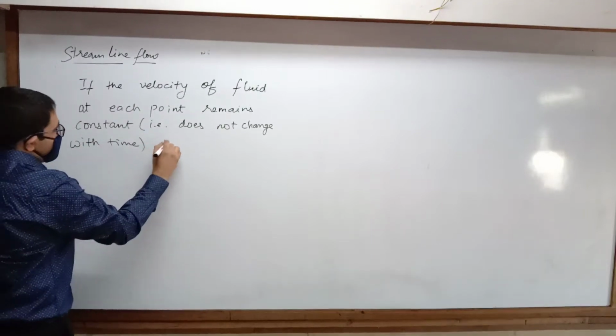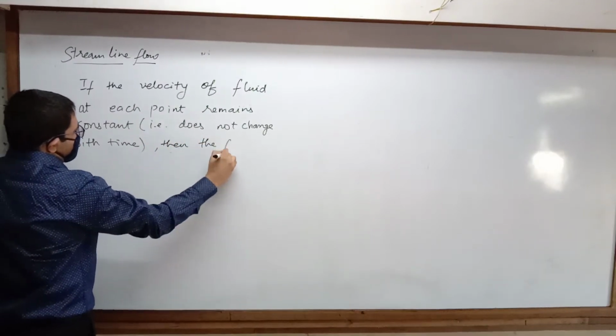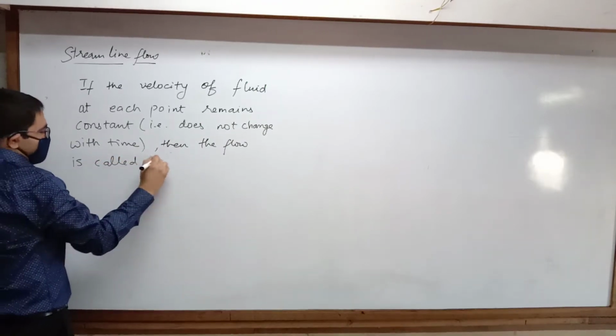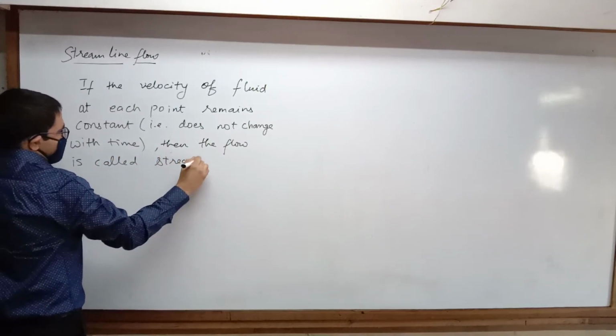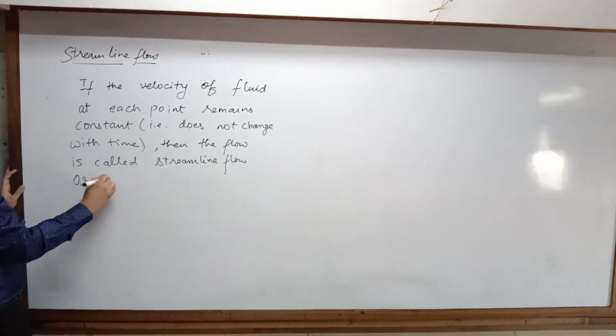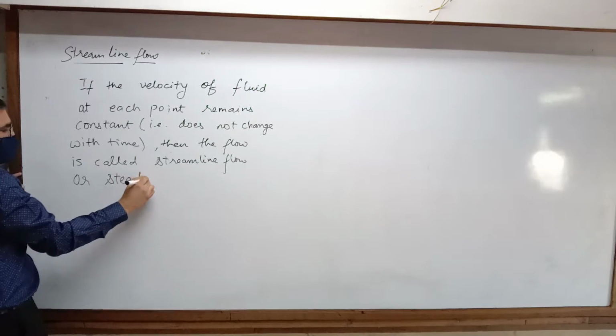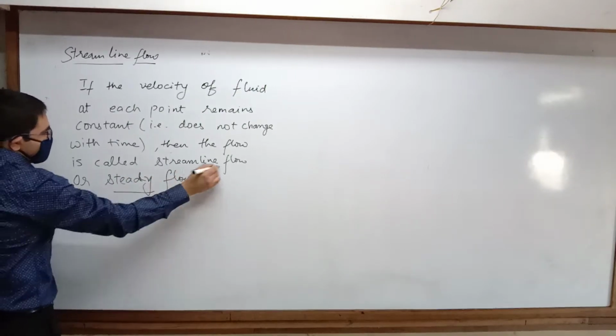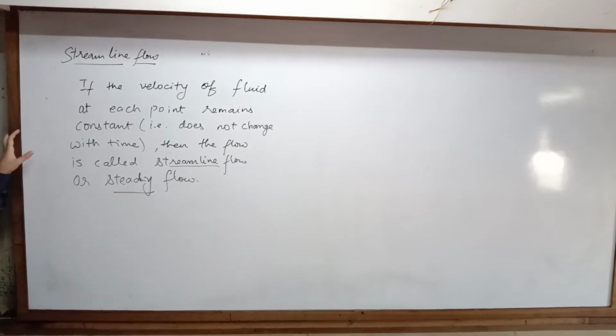Then the flow is called streamline flow. Another word for the same thing is steady flow, right? It's called steady flow. The two names are the same thing: streamline flow, steady flow. Okay.